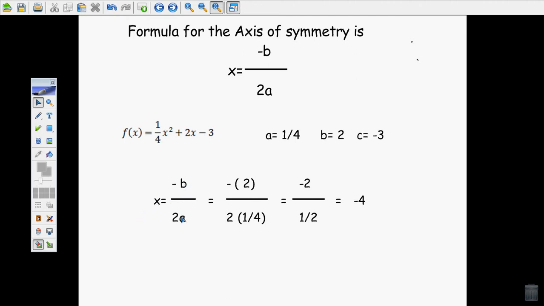So with this one, notice we start all the way down here. x is equal to -b over 2a. So -b, if b is positive, we make it -2. So my numerator is -2. b was positive 2, therefore -b will be -2.